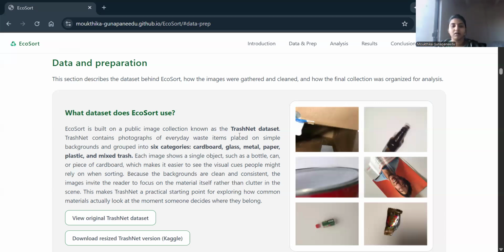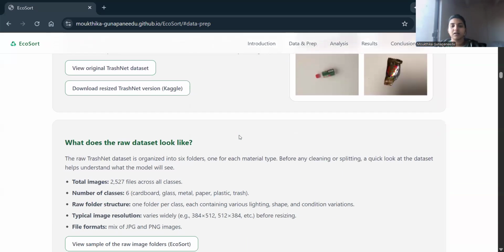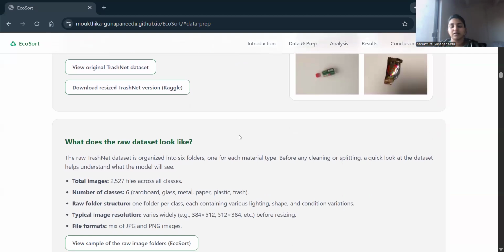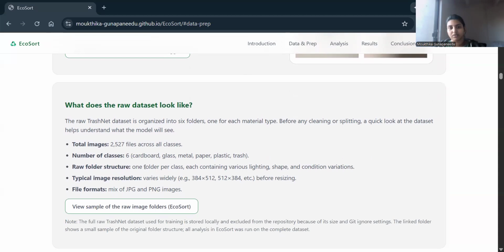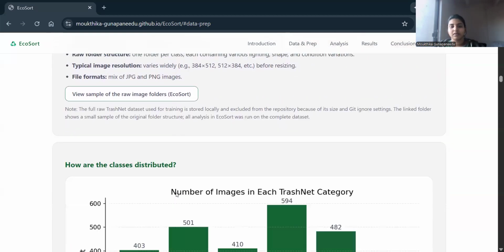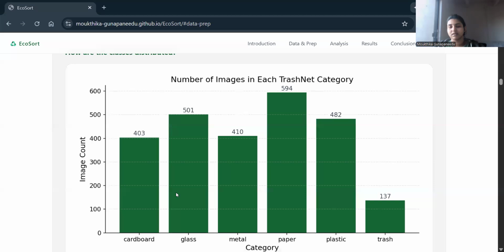And before training the model, the entire data set consisted of 2,527 images, and it had six categories, and it consisted of a mix of JPG and PNG images. And all of them had different image resolutions. And this is the distribution of the data across the six different categories. So some categories have more images compared to the others, like the trash and the cardboard images are lower compared to the other ones.